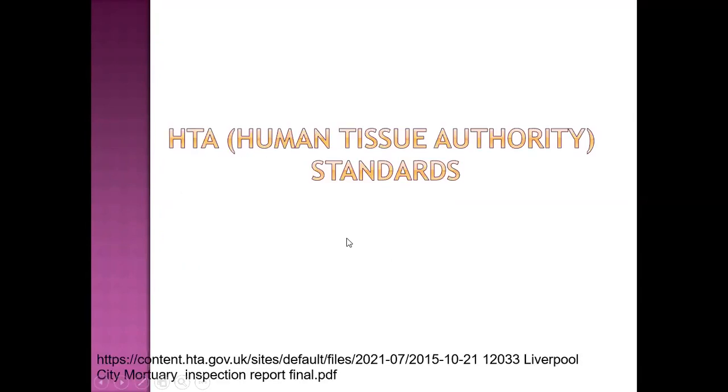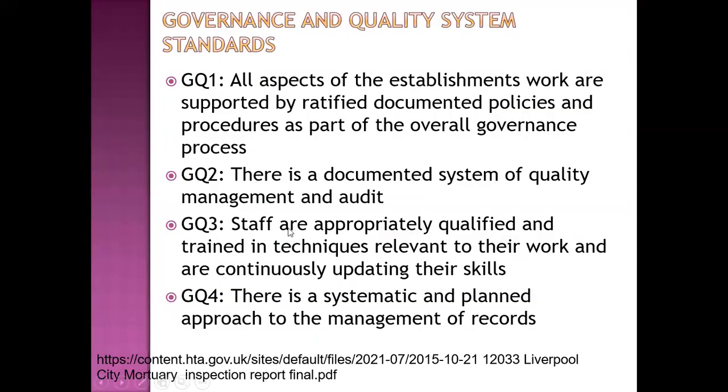Then, since it is a related topic, I will talk about Human Tissue Authority standards, and similar standards are available for mortuary in general. So let us see HTA standards. I have taken from this internet resource. So first category of standards are on governance and quality system standards. All aspects of the establishment work are supported by ratified documented policies and procedures as part of overall governance process. There is a documented system of quality management and audit.